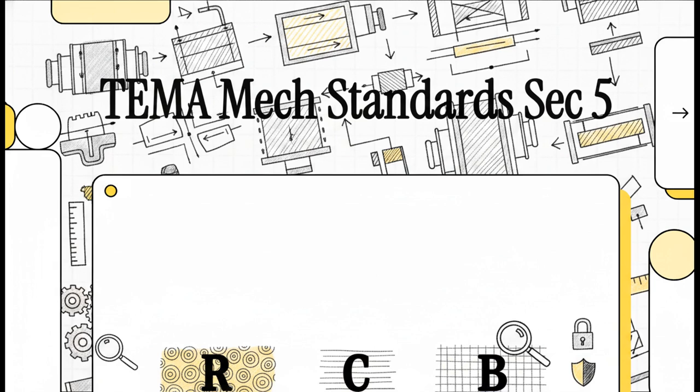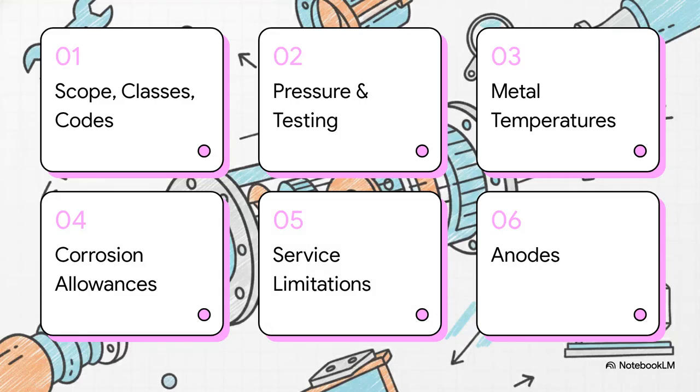So if you've ever wanted to truly understand the literal rulebook of heat exchanger design, you are in exactly the right place. Let's get into it. Here is our blueprint for today. We're going to hit scope, classes, and codes, then jump right into pressure and testing, followed by metal temperatures, corrosion allowances, service limitations, and finally, we'll wrap up with anodes.